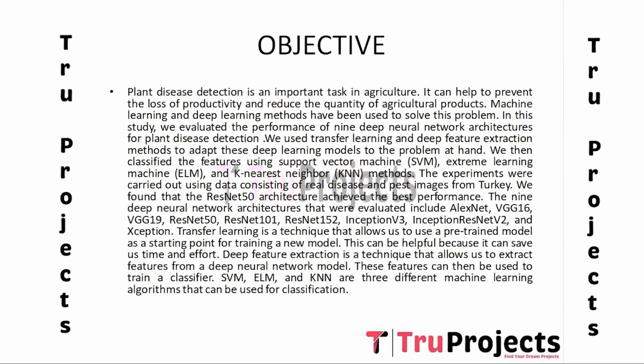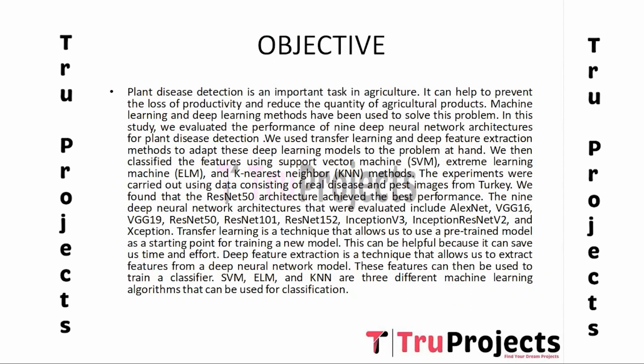The objective is detecting plant disease, a critical task in agriculture to prevent productivity loss and minimize crop damage. Machine learning and deep learning techniques have been employed to tackle this challenge. In this study, we assessed the effectiveness of 9 deep neural network architectures for plant disease detection.